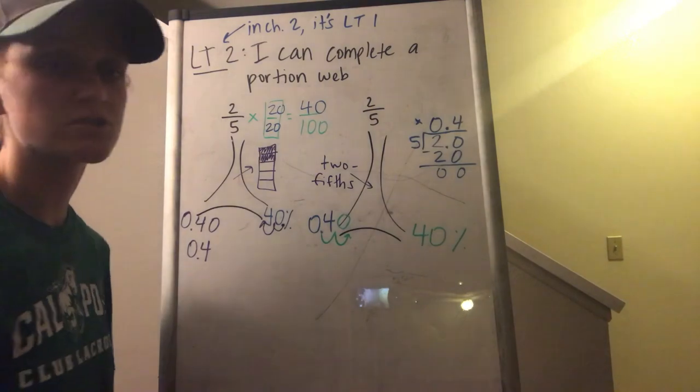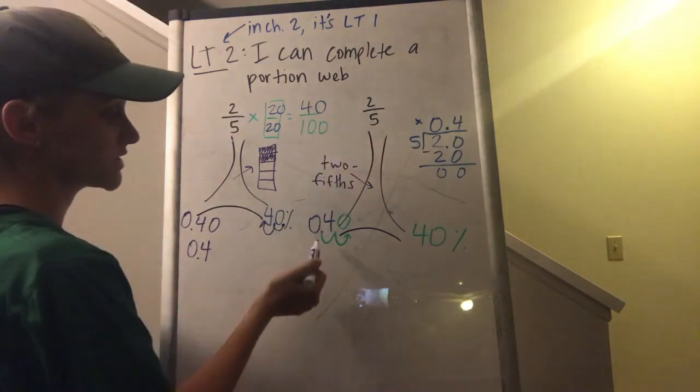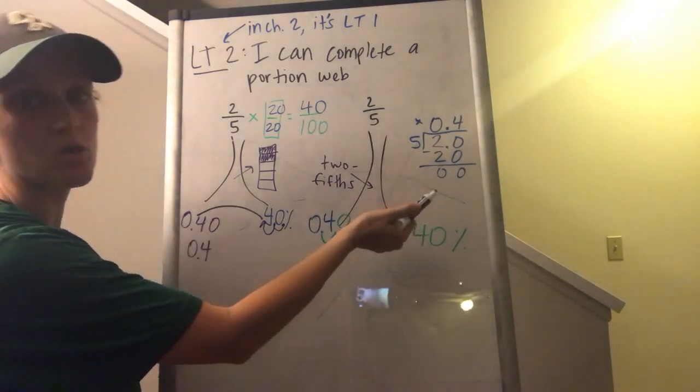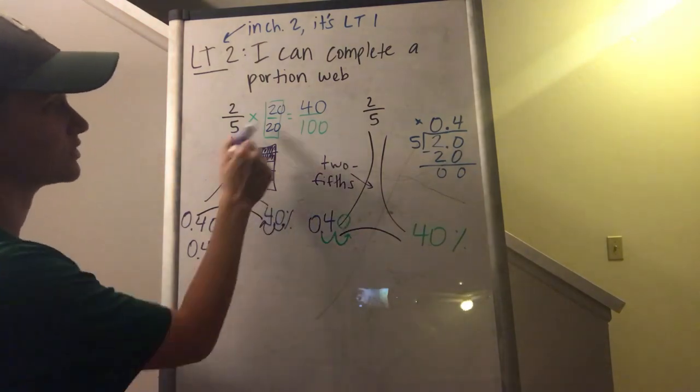So remember, to change a fraction to a decimal, you can use long division. Or if you want to go straight to a percent, then you can use your giant 1.